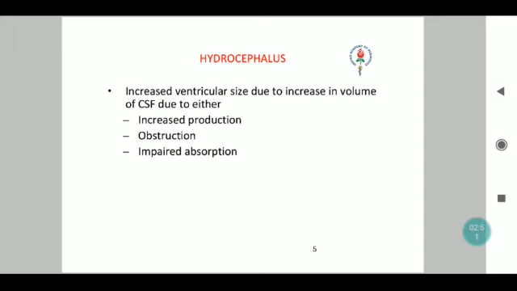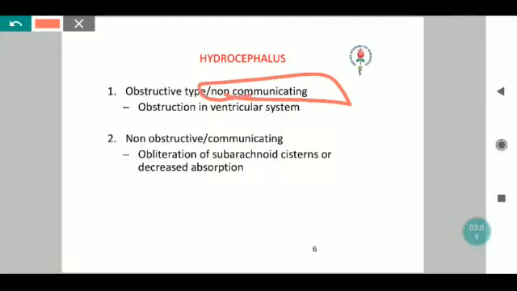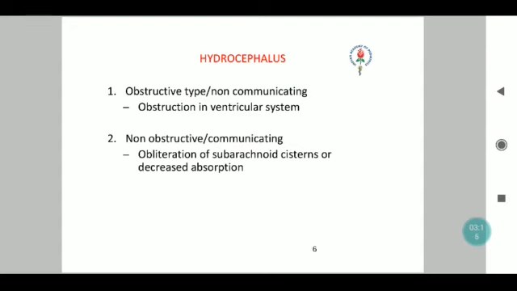Now this could be because of impaired absorption, due to an obstruction in the path, or due to an increased production of CSF. So we subclassify hydrocephalus into two varieties: an obstructive type or non-communicating, which is because of an obstruction in the ventricular pathway; non-communicating because whatever CSF was there is not able to communicate through its pathway, hence it is obstructive. The second variety is non-obstructive or communicating, wherein there is an obliteration of the subarachnoid cisterns, or a decreased absorption, or both.